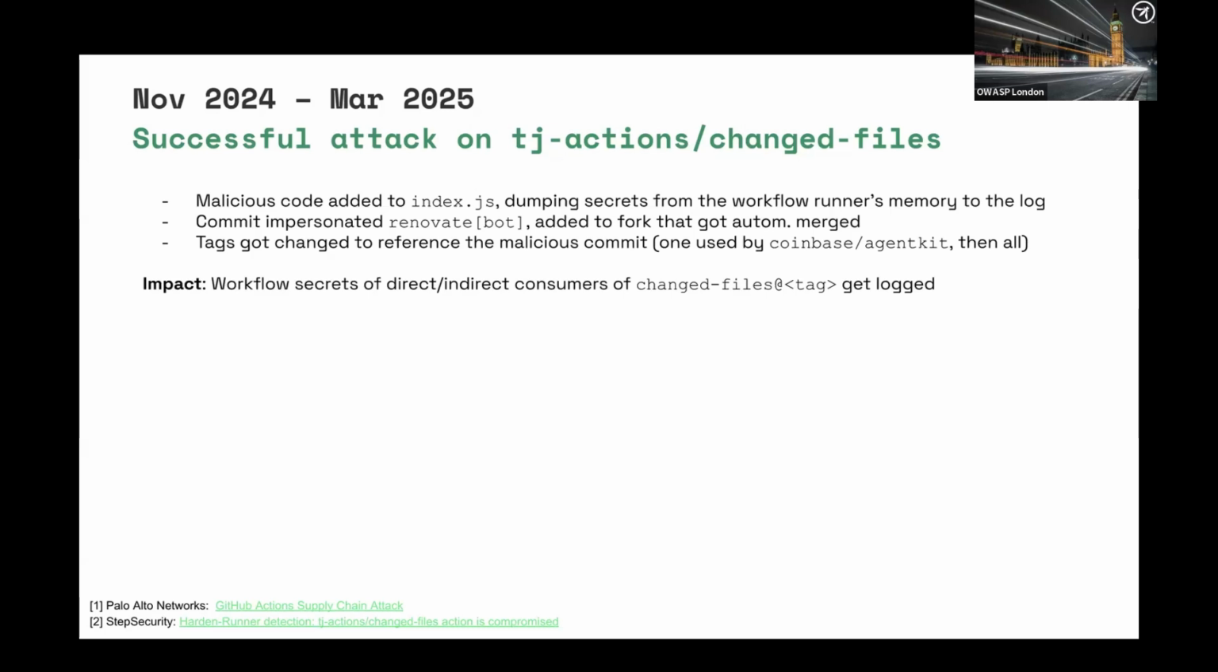How did they get into this? Well, the commit that introduced this malicious code was actually impersonating Renovate bot. Impersonating GitHub commits, or Git commits, is quite easy. It's just a matter of changing a configuration setting. You put in the email address of the guy that you want to impersonate, and then in the GitHub UI on the web, it looks as if it has been done by that guy.